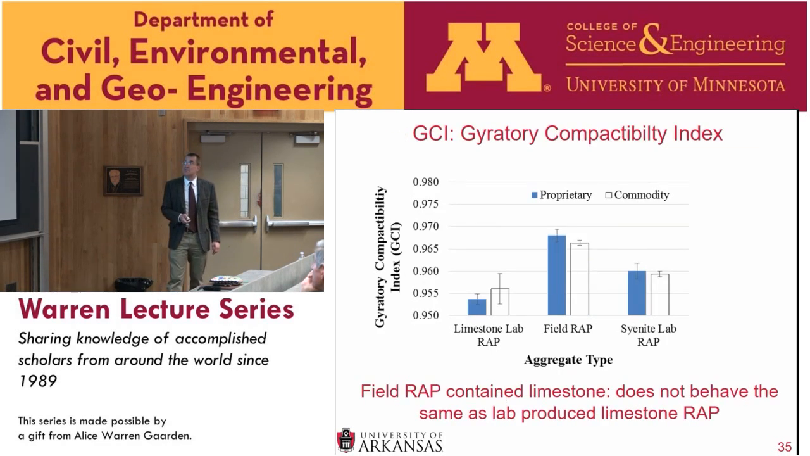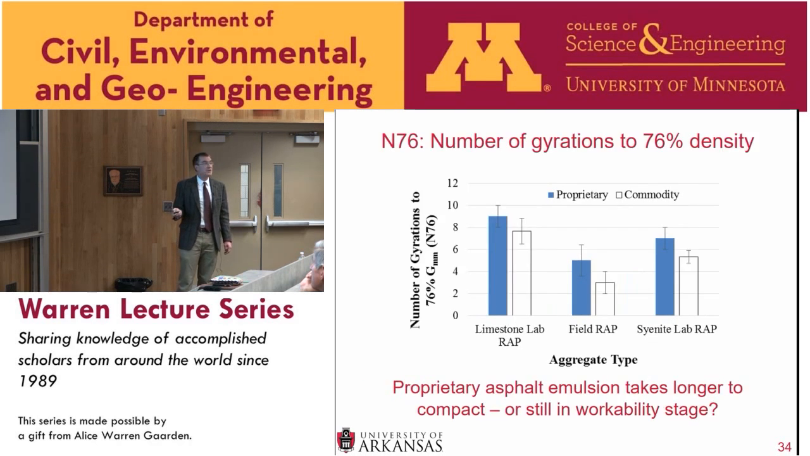The second one is the Gyratory Compactibility Index. The thing that popped out at me most is if you look at the limestone lab wrap and the field wrap, which also uses limestone, so these have the same 2 aggregate sources, they're switched.